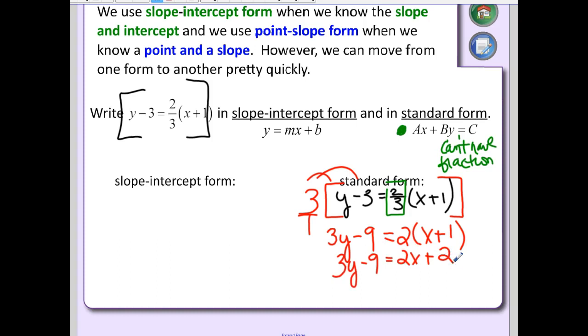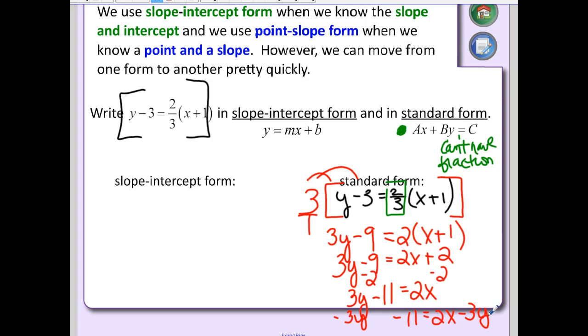Now I need to move some things around. So let's go ahead and subtract 2 over here. All right, and so that gives me 3y minus 11 equals 2x. And now all we need to do is move the 3y over. Let's subtract 3y over. And so now if I subtract 3y, we've got -11 equals 2x minus 3y. Now, we can just flip those around using our commutative property if need be. So that's what we do.